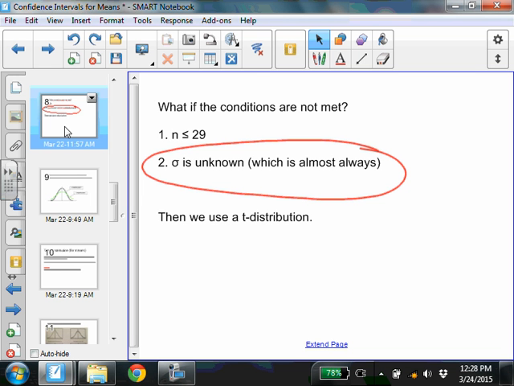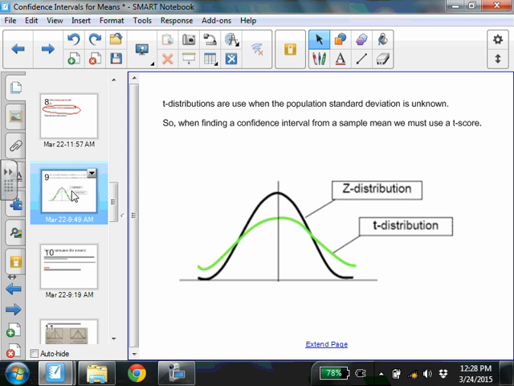Now, the t-distribution is going to look a little bit different than the z-distribution, and we'll talk about how it shifts and changes, because it's a new idea. So a t-distribution is what we're going to use when the population standard deviation is unknown. So when finding a confidence interval for a sample mean, we'll use a t-score rather than a z-score, because z-scores go with a normal distribution, and t-scores go with a t-distribution.